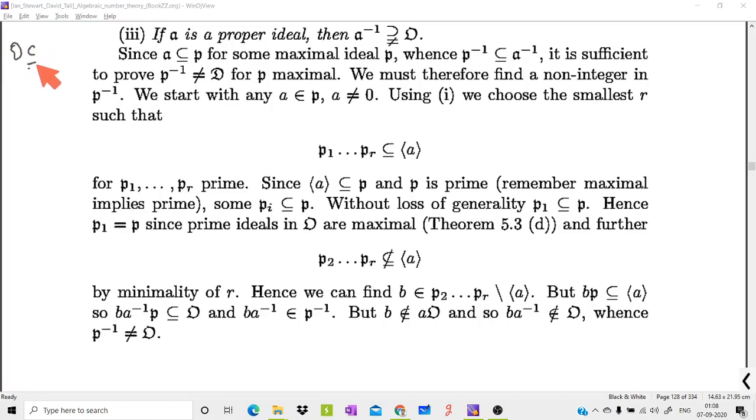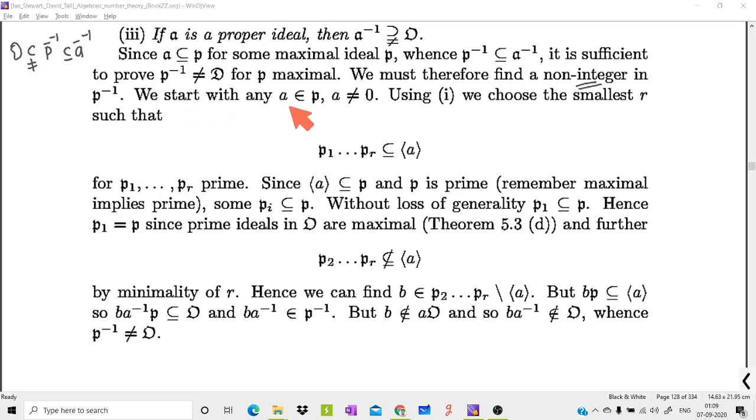So once we prove that P inverse is not equal to O, then we get O is contained in P inverse properly, which is contained in A inverse. So this would imply that O is properly contained in A inverse. So we will prove this result: P inverse is not equal to O for every maximal ideal. We start with a maximal ideal P, and we'll find an element which is not an algebraic integer, that is a non-integer, that is always in P inverse. For any maximal ideal, there should exist a non-integer in P inverse. That is what you have to prove.